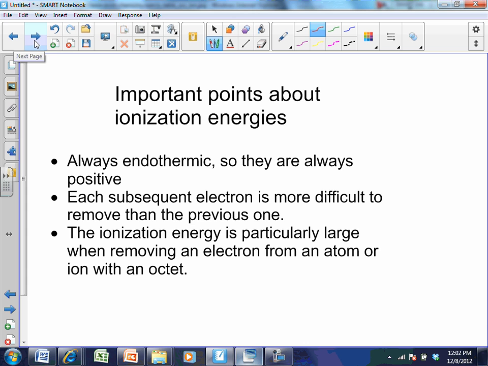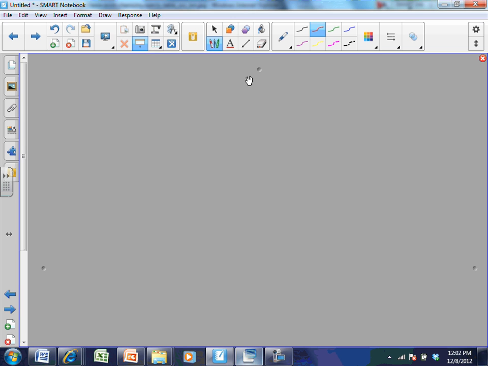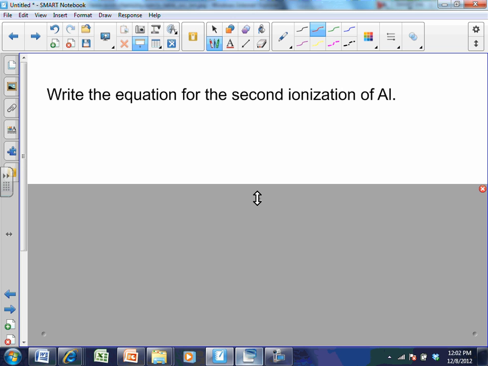So what kind of questions might you be asked? Let's look at this question first, and I will put the shade up so that you can only see one question at a time. Don't get distracted. Write the equation for the second ionization energy of aluminum. That means aluminum has already become a +1; it's had 1 electron removed. So the second ionization energy would be Al+ gas to Al2+ gas plus an electron, and the change in energy is equal to I2, whatever that value is. It's experimentally determined.